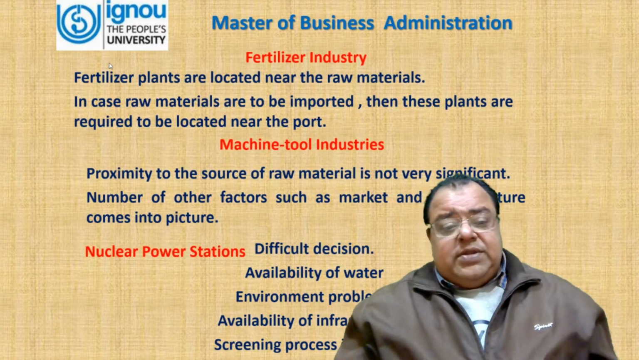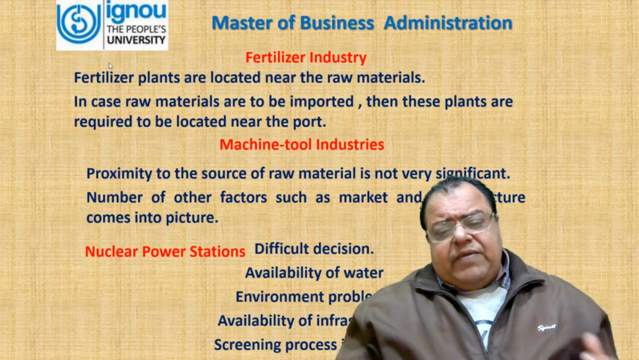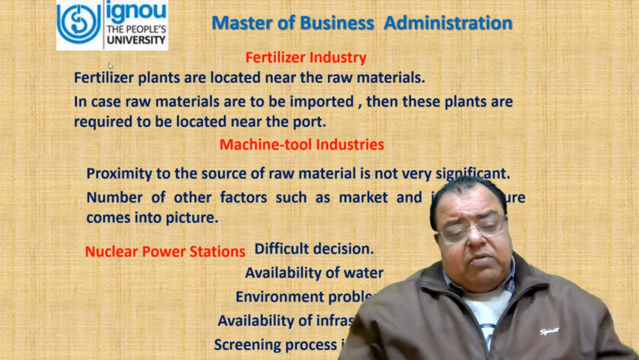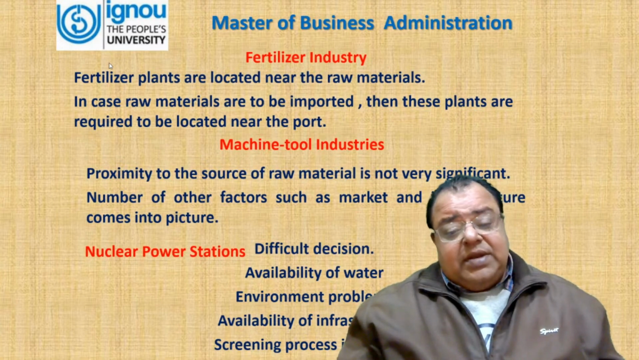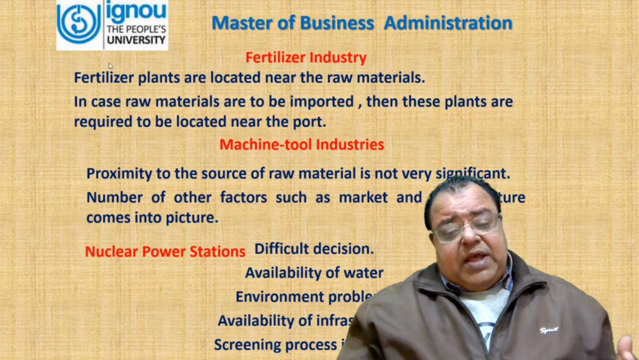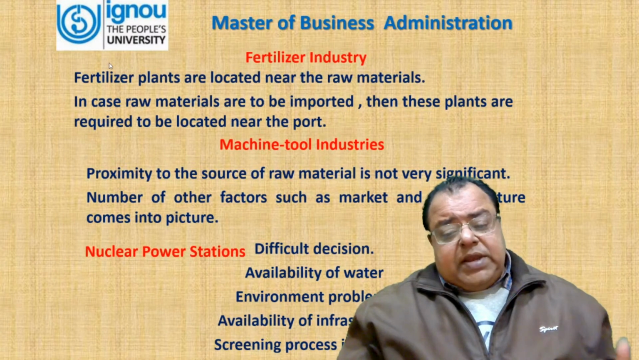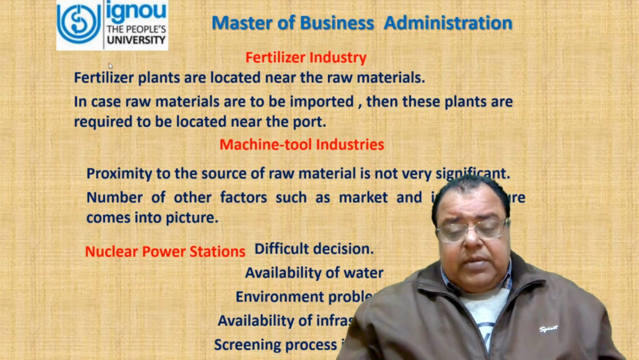Machine tool industries: proximity to the source of raw material is not very significant. A number of other factors such as market and infrastructure come into the picture. And if we talk about nuclear power stations, it is no doubt a difficult decision. A lot of water is required for that, which means we have to see the availability of water, environmental problems, availability of infrastructure, and a screening process is required.